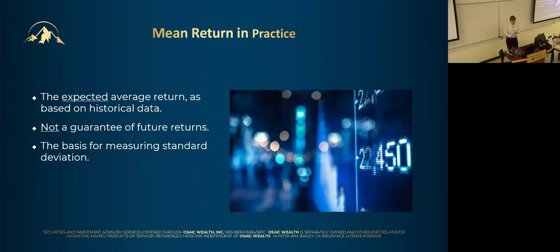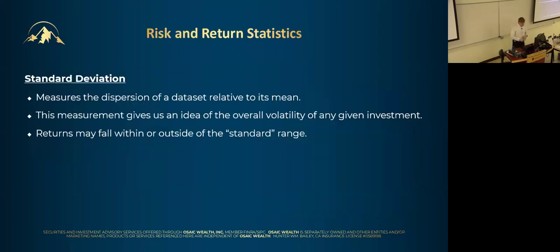So it's the expected average return based on historical data, and it's not a guarantee of future returns, but it is the basis upon which we're measuring standard deviation, which is the dispersion of a data set relative to its mean. That basically means if we have an average value in the middle, how far does all of the data that we use to calculate that middle stretch out on either side? So this measurement gives us the idea of overall volatility of any given investment, and returns can fall within or outside of that standard range.